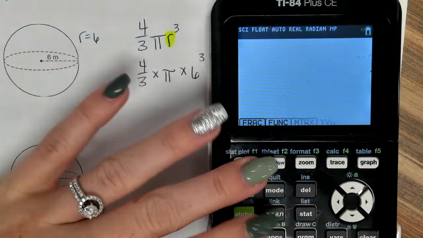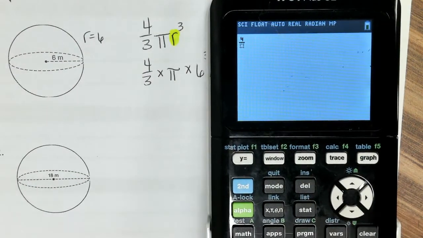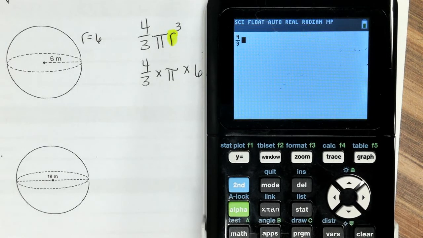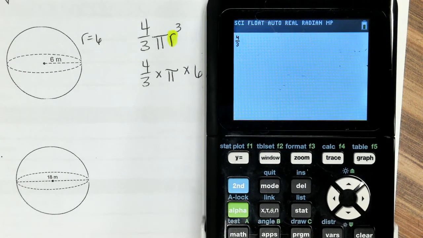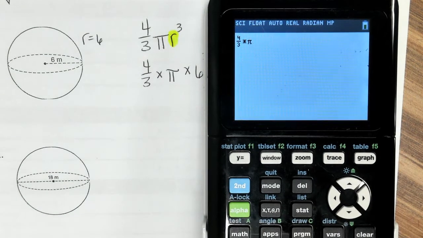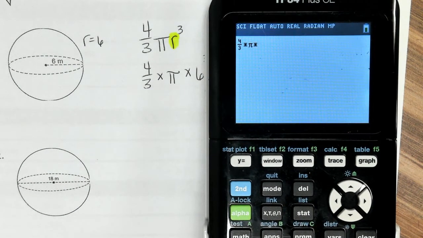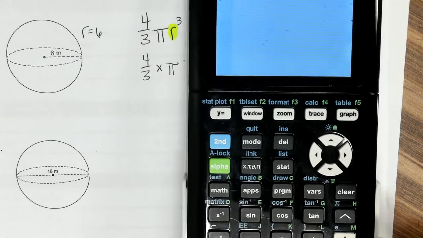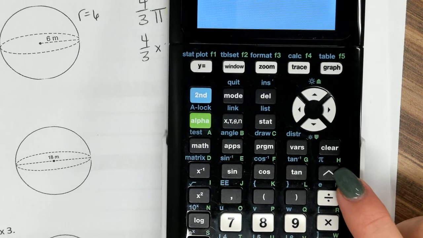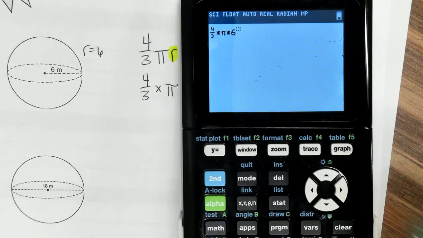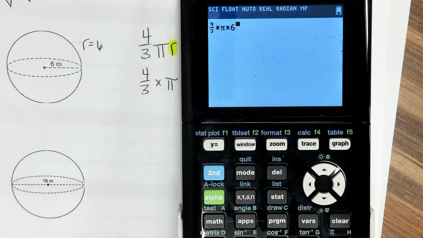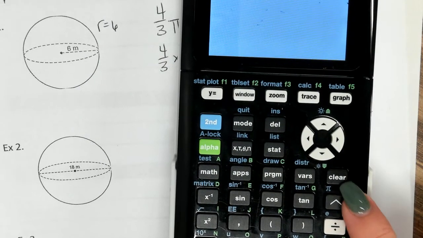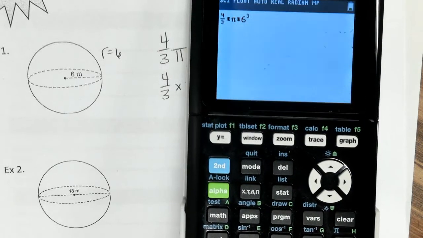So type in alpha y equals option 1, 4/3. Make sure you tab out before you put in the multiplication sign. Times pi times 6. Now, please make sure you know how to put into the third power. Everybody look, you're going to use your caret button. Your caret button will push you up and you put into the third power. So again, you use that little caret button to push you up. Hit enter, and that's your answer.